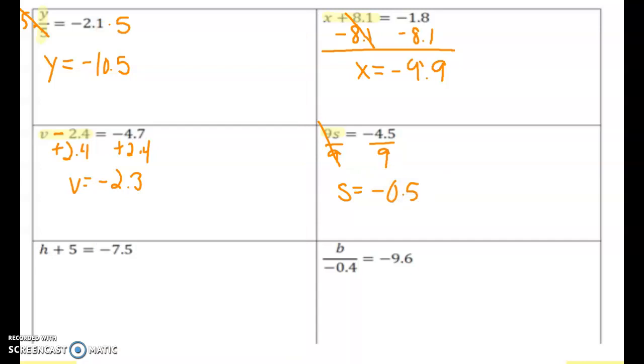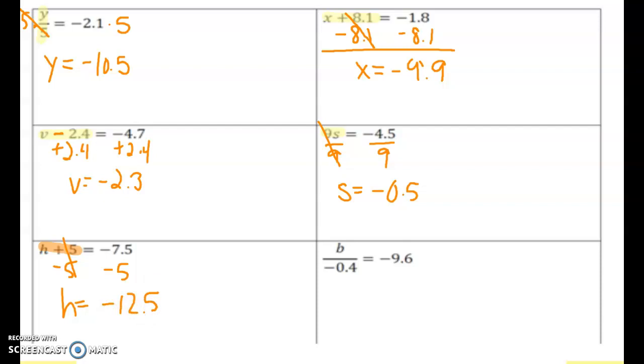Okay, bottom left, h plus 5 equals negative 7.5. So here's the side with my variable. You notice that it's addition, so I'm going to do subtraction to eliminate it. And we get h equals negative 12.5.